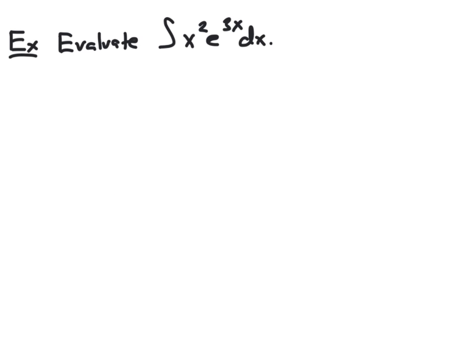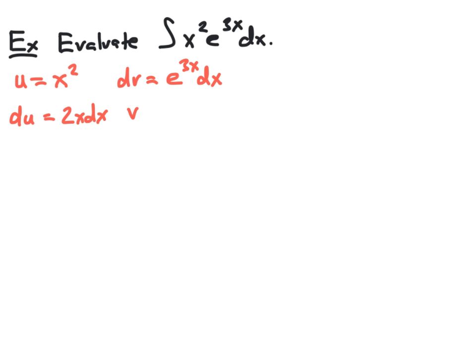In this example, we want to evaluate the integral of x squared e to the 3x dx. Our first step is to choose u and dv appropriately, and we can follow along the same guidelines as in our previous example, where here we're going to pick u to be our polynomial part, x squared, and dv to be our exponential part, e to the 3x dx. Once we have u and dv set, we can find that du is the derivative of x squared, which is 2x dx, and v is going to be the antiderivative of e to the 3x, which will be 1/3 e to the 3x.